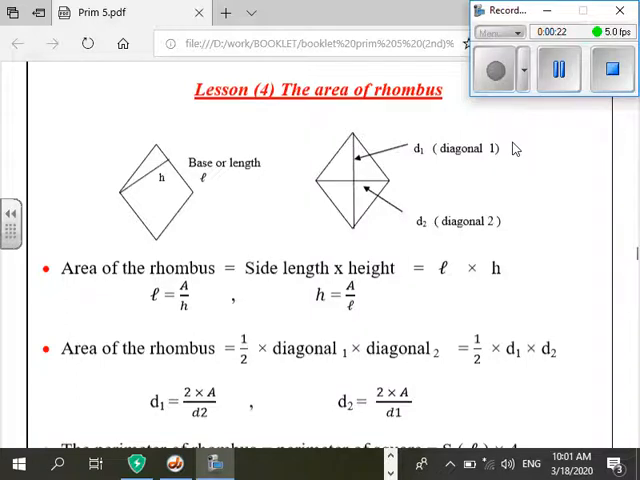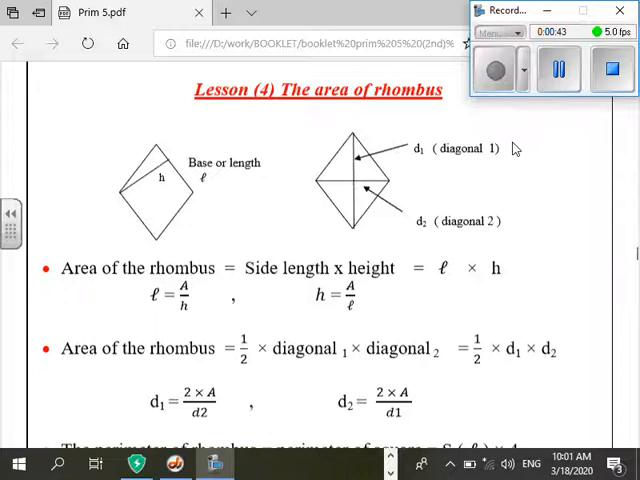The properties of the rhombus: it has four sides. It's a quadrilateral. Each two sides are parallel and equal. The rhombus is like a square. All the sides are equal.